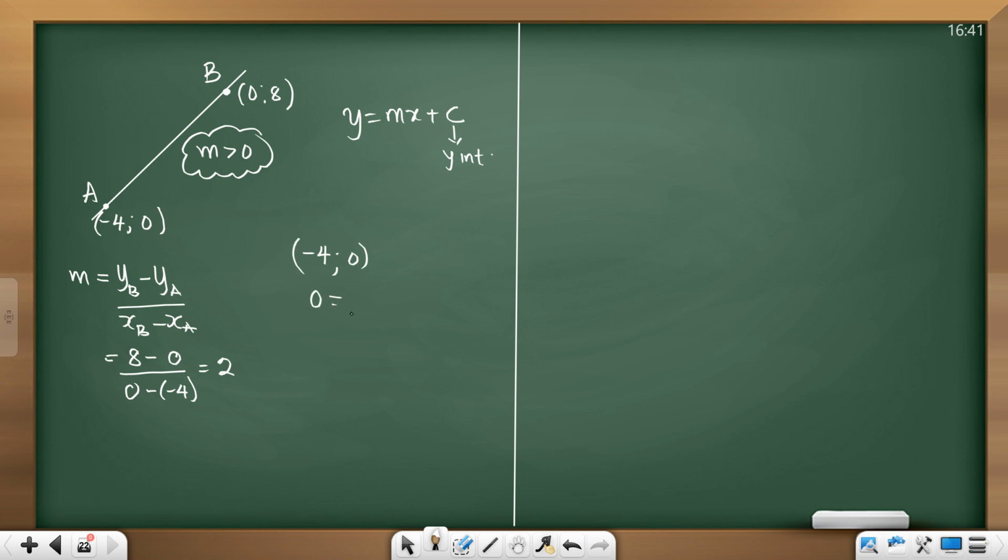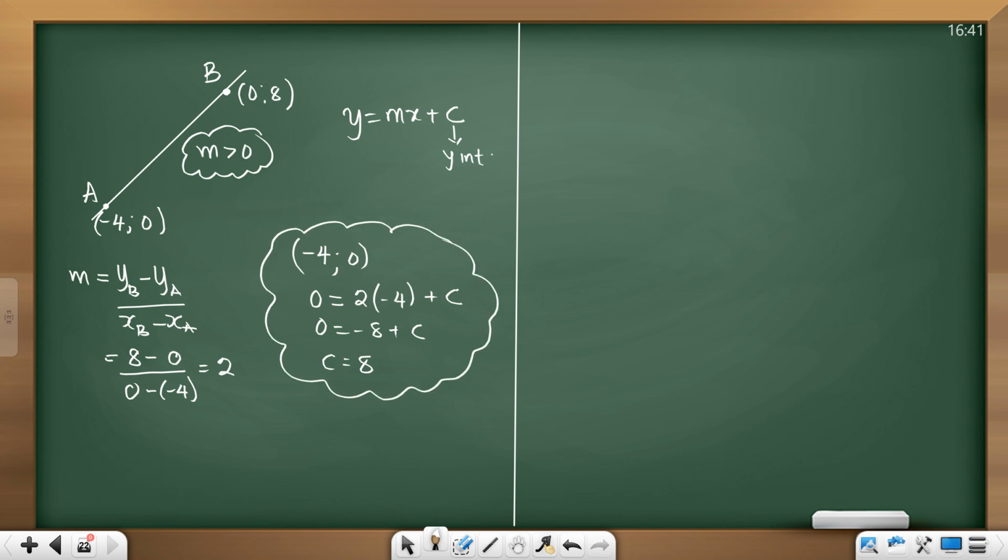What's my y? 0. What is my gradient? 2. What is my x? -4 plus c. Do you see that? I'm going to get c equals to 8. You don't need to calculate this if you pay attention to the graph. So I just come here, y equals to 2x.